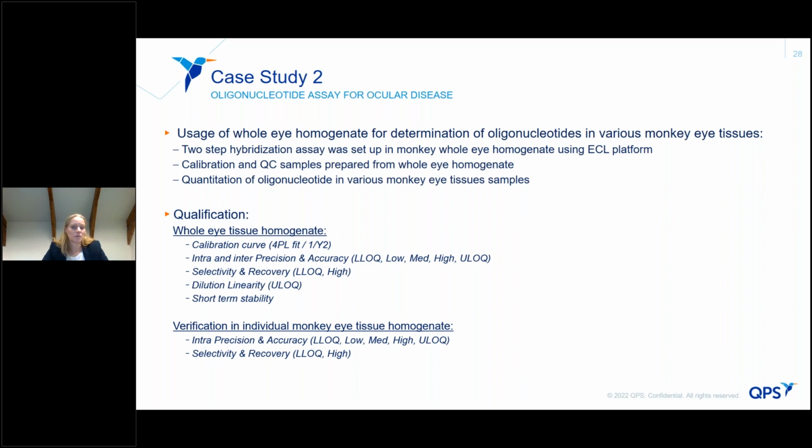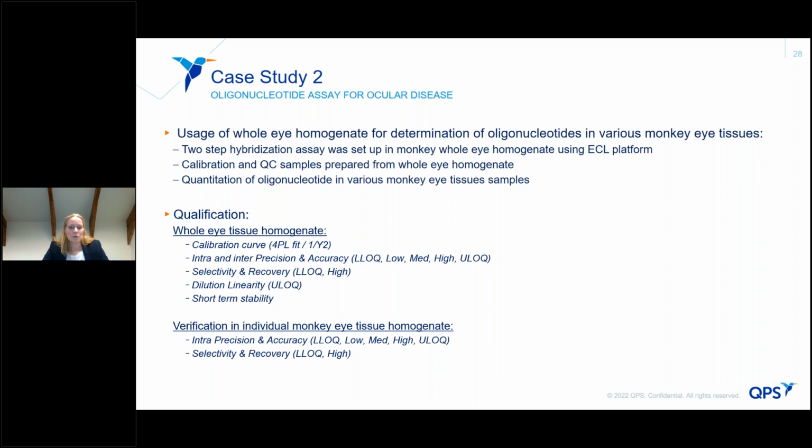We tested the calibration curve with the 4PL fit and a 1 divided by Y-square weighting factor. We tested again intra- and inter-precision and accuracy at 5 different levels. The selectivity and recovery were measured at 2 levels, and for the dilution linearity the sample was spiked at ULOQ, and also the short-term stability was tested. So the benchtop and the freeze-thaw stability.